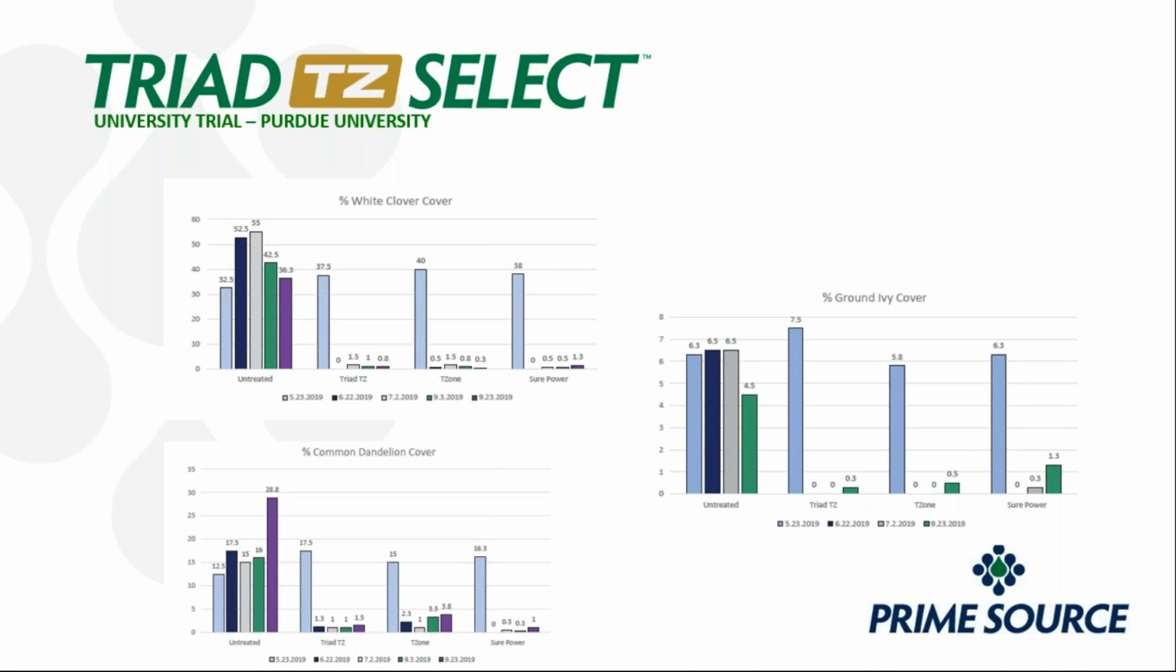And we want to test against Surepower. I know that's the newer chemistry that's in the market as well. As you can see, everything looks pretty similar. We have % white clover. Everything looks about the same. Ground ivy, ours actually was the best looking one, and we did start with the highest percentage of ground ivy. And then in dandelion control, they all kind of teetered out. Ours actually did a tick better than the T-Zone, very similar to Surepower.